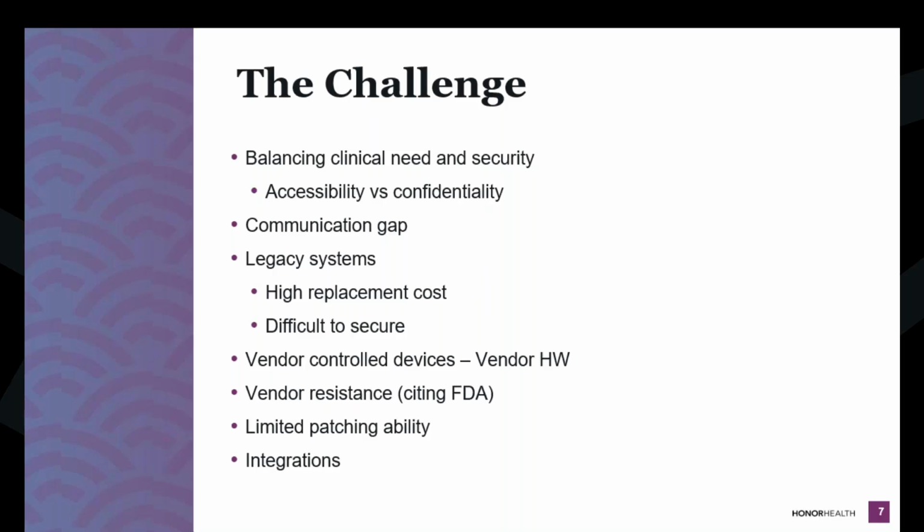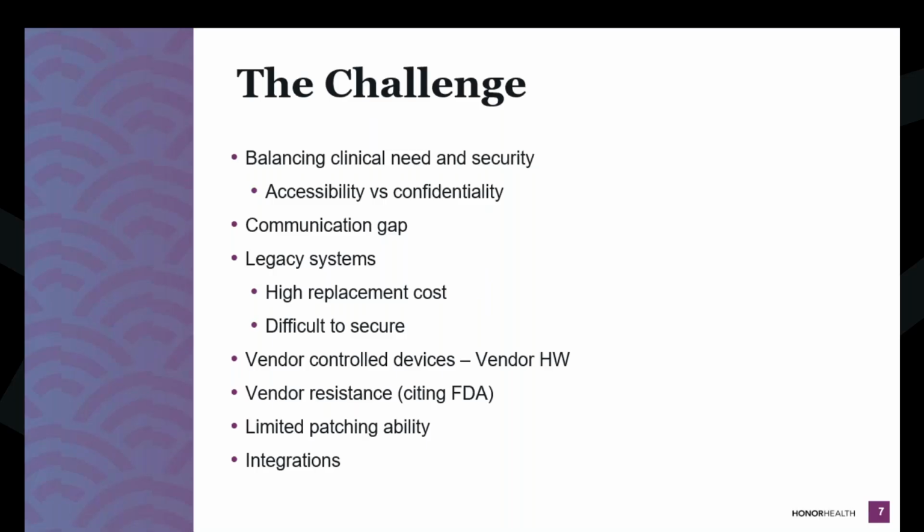And a lot of times what we also see is that there's vendor controlled devices or vendor hardware. So the vendors come in and they're saying, you want to use our piece of equipment, fine, here you go. Here's your computer. It's $75,000 for the software on this computer, but you have to use our computer. You cannot use your own device because that's how it was validated by the FDA. Okay, so the FDA always comes in those kind of situations.